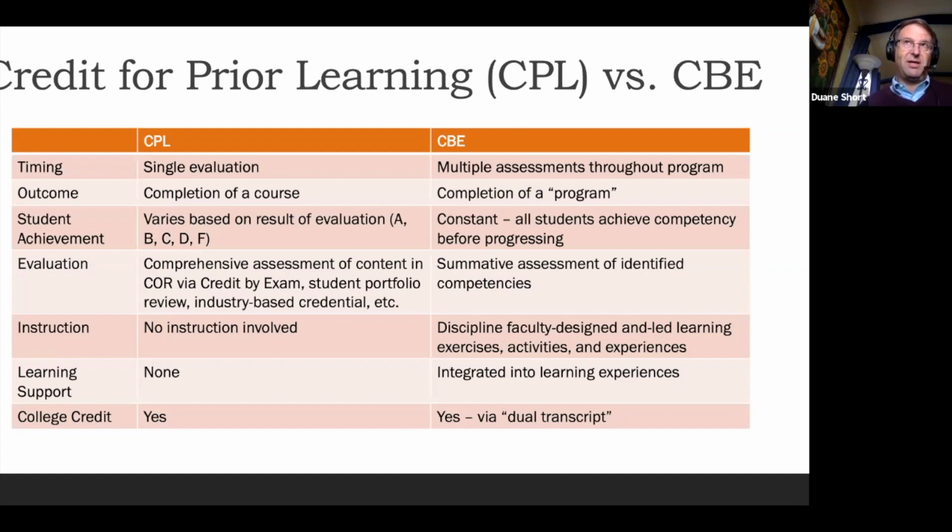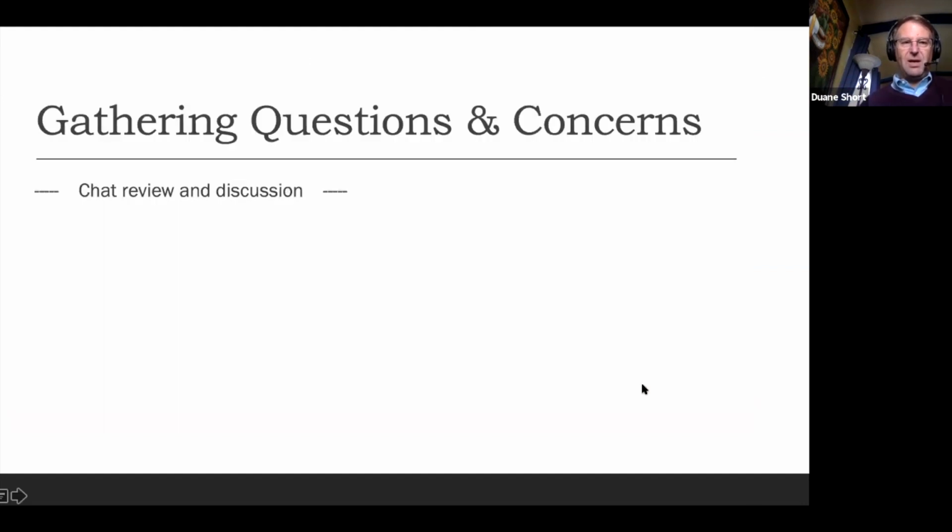We're just testing them, and if they did really learn it, then we're awarding credit for the class. But in CBE, it's a class, or it's not called a class, but it's like a class, right? The students enroll, they have a teacher, they have the support services, they're learning as they go along, right? There's instruction and learning. Okay, I think that's what I wanted to say on this slide.